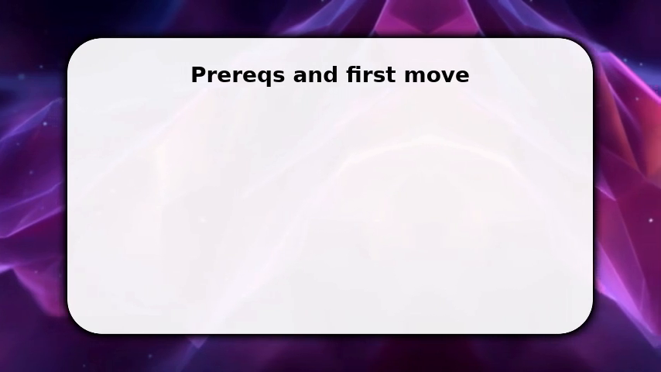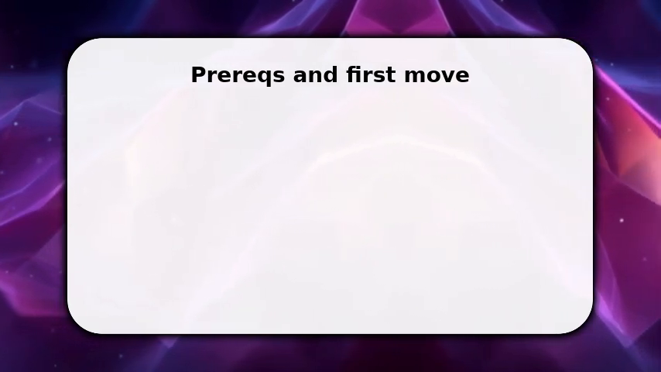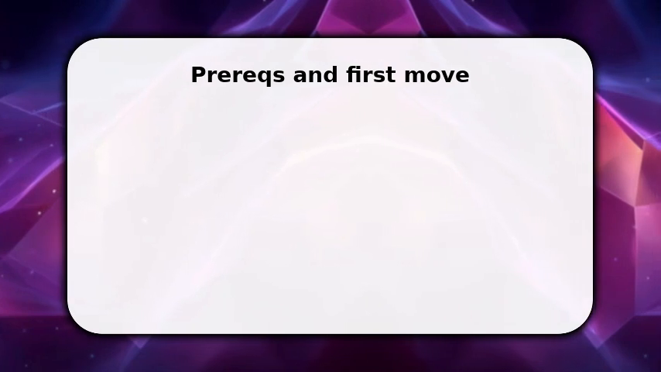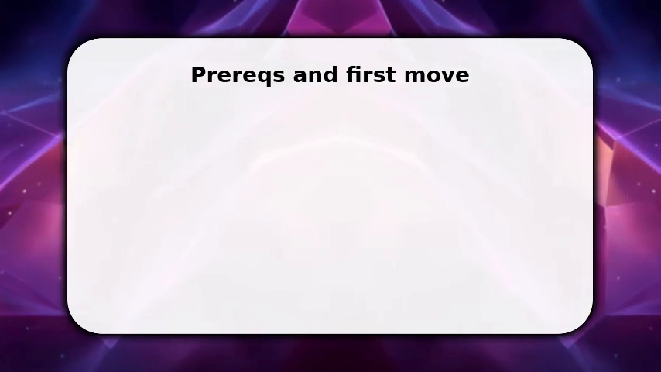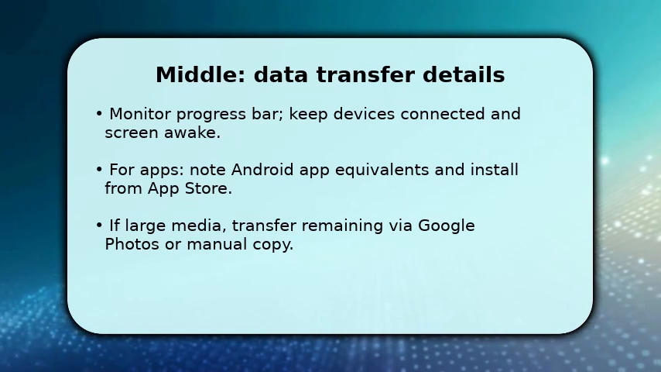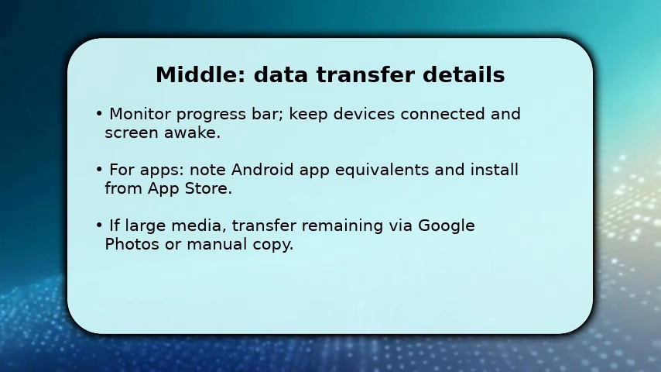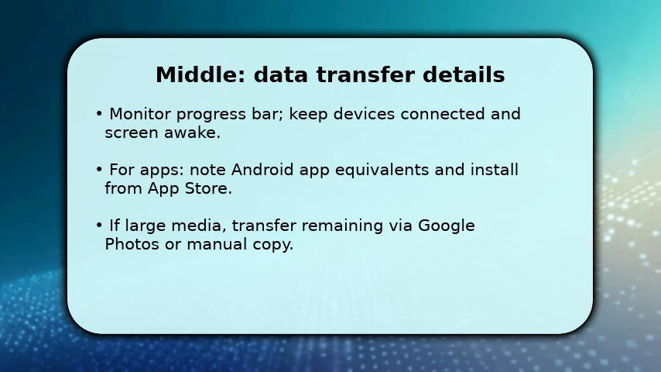Once the code matches, select the data categories you need, do not select apps yet, and tap Continue so the transfer begins. Once the transfer starts, watch the progress and keep both screens active. Closing apps or sleeping the phone interrupts the stream.